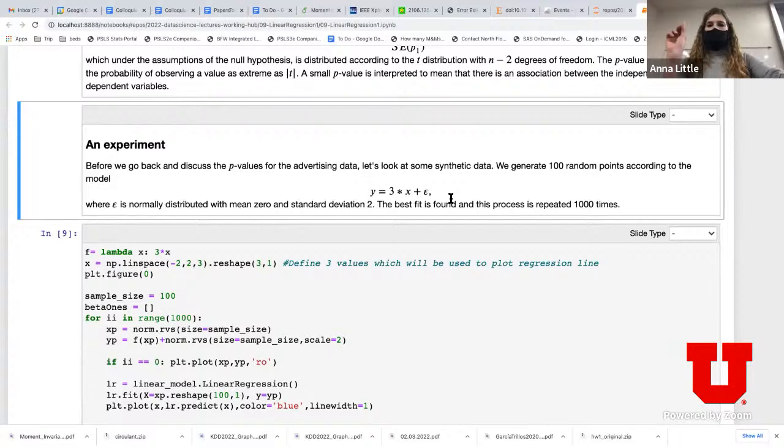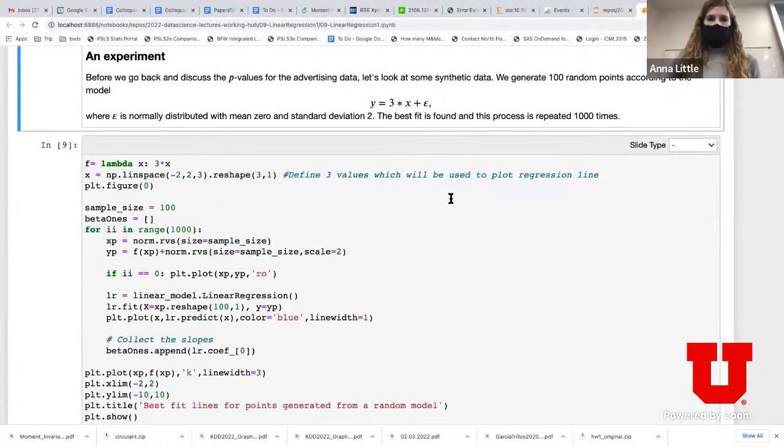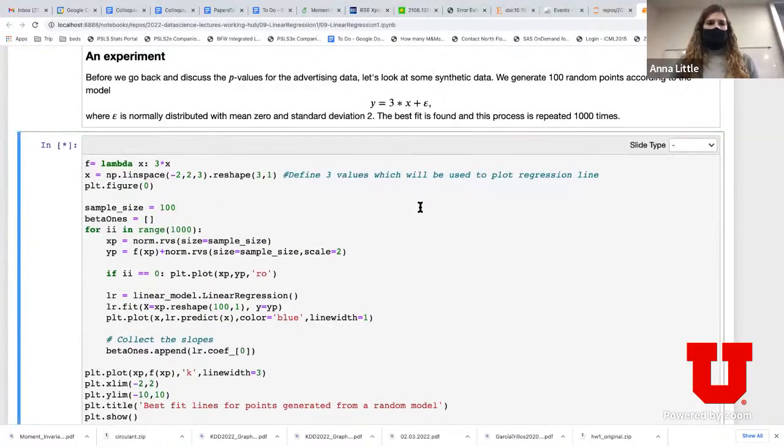Okay, and then from those points, we find the line of best fit. So we find the beta 0 hat and the beta 1 hat. And let's say we do this over and over again. Let's say we do this 1,000 times. So 1,000 times, we're going to take our sample of 100 points and compute the line of best fit. And let's see what that looks like.